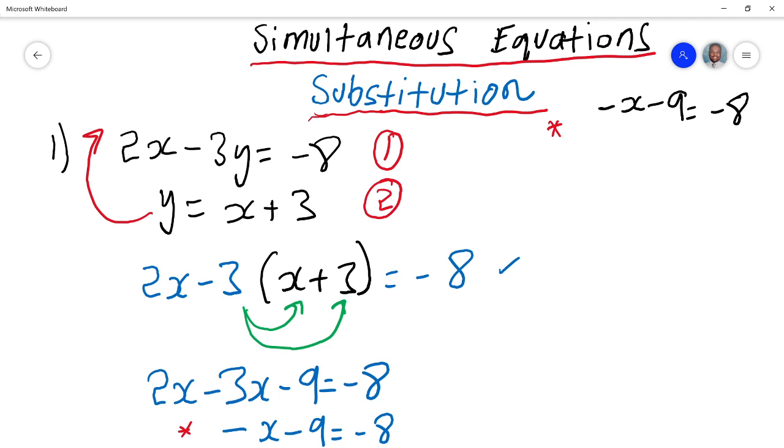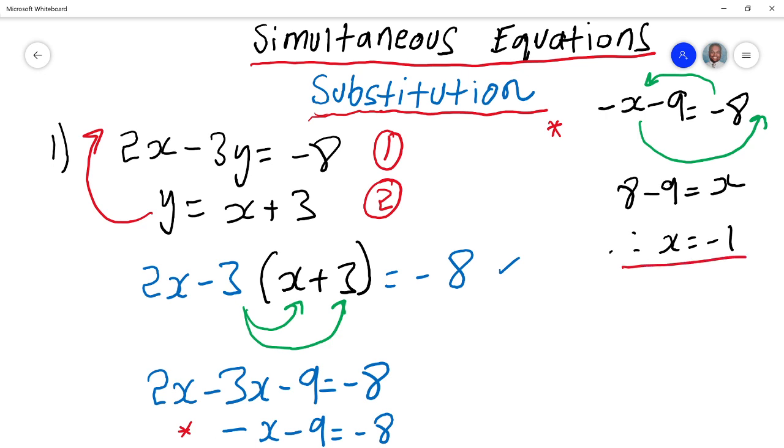So what I would do is, I'm just going to show my arrow here. I'm going to move negative x there, and I'm going to move negative 8 there. So the sign's going to well and truly change. Now that's going to be 8 minus 9 equals x, and therefore x is equal to negative 1. So we've got x is equal to negative 1.